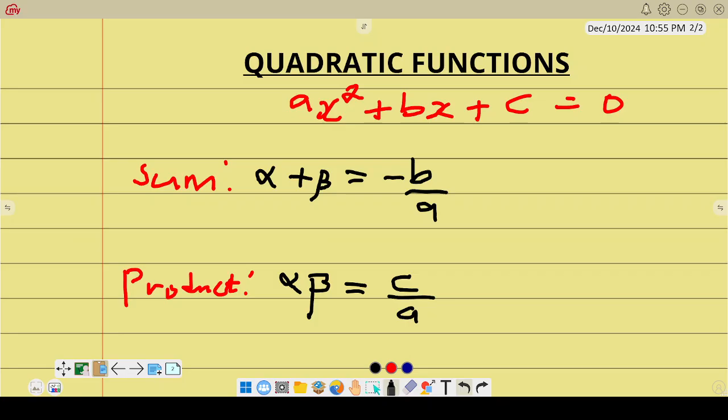So now, having said that, what can we look at next? Now we can look at the general expression when we want to form a new equation. You can be given, for example, a quadratic function, and then they tell you to find the new equation.